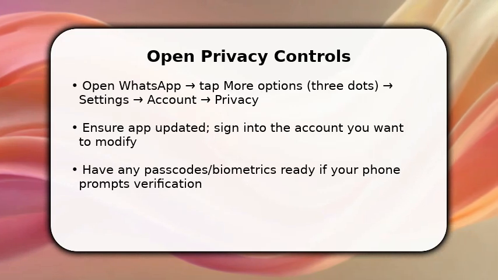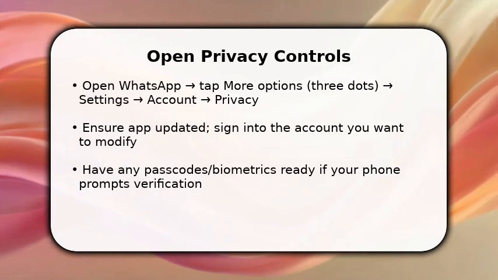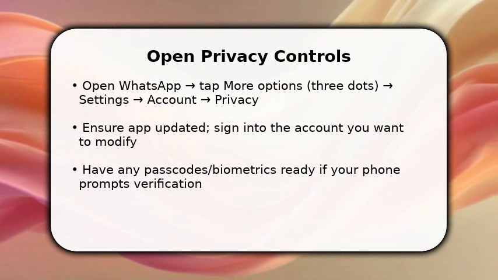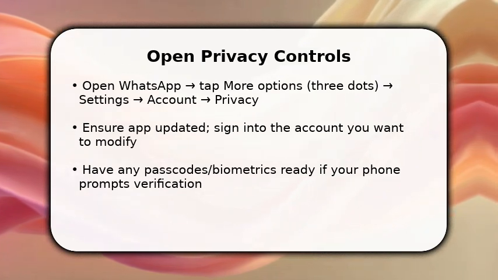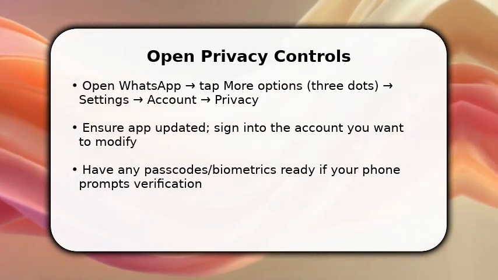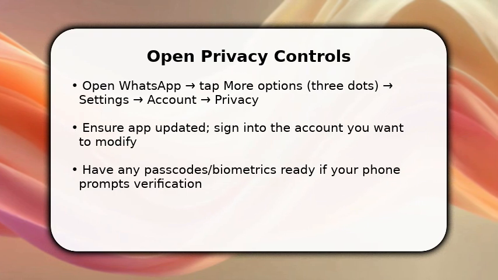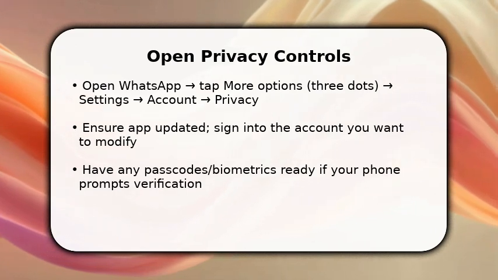You start inside WhatsApp, tap the three dots at the top right, then Settings. Once there, choose Account and then Privacy. This screen collects the switches you'll change. Make sure you're on the correct account and that WhatsApp is updated so options match. If your phone asks, confirm with passcode or fingerprint.